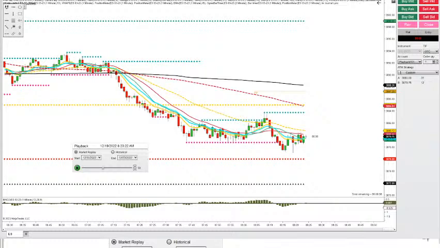Hi, traders. I just thought I would come on this afternoon and attempt a live practice session. I've never done this before, but I did do a tutorial maybe about a week ago on how to use the Ninja Market Replay so that you could practice. So, this is just my attempt to do a practice session.